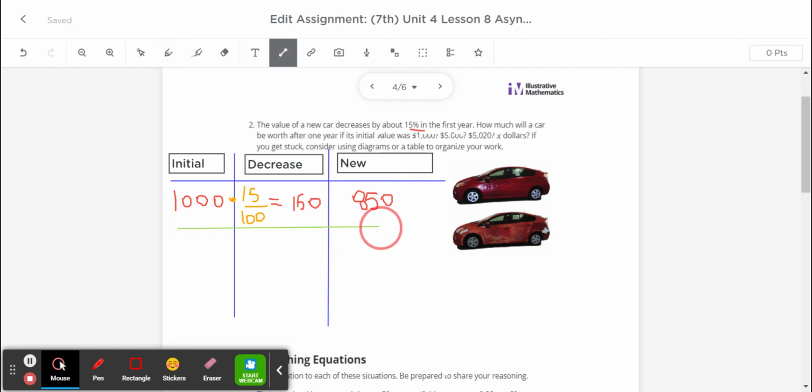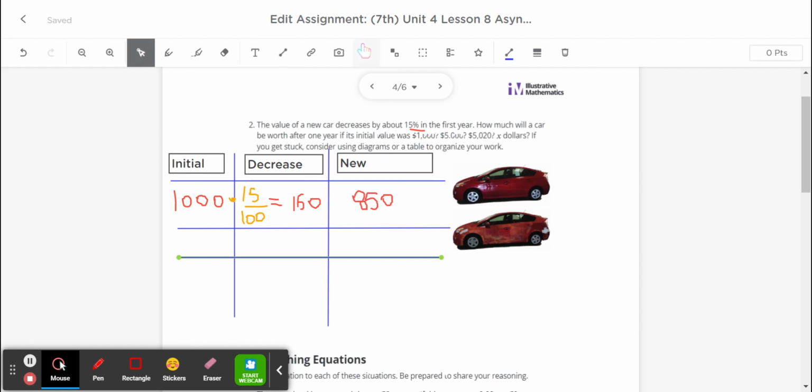Now, just like in the last question, I want you to go ahead and complete this table for each of the values they ask you about. They ask you about 1,000, 5,000, 5,020, and don't forget about x at the bottom of this table. Please pause this video and complete question 2.